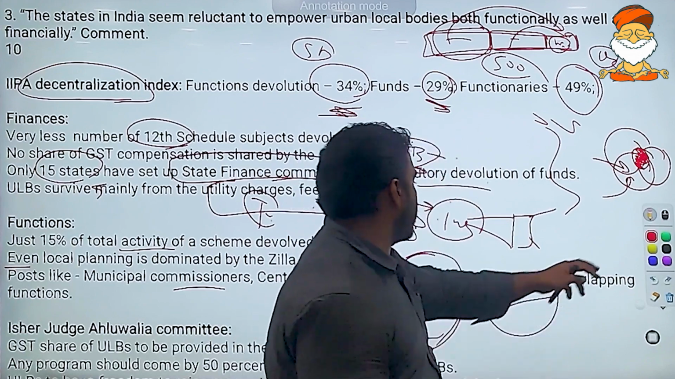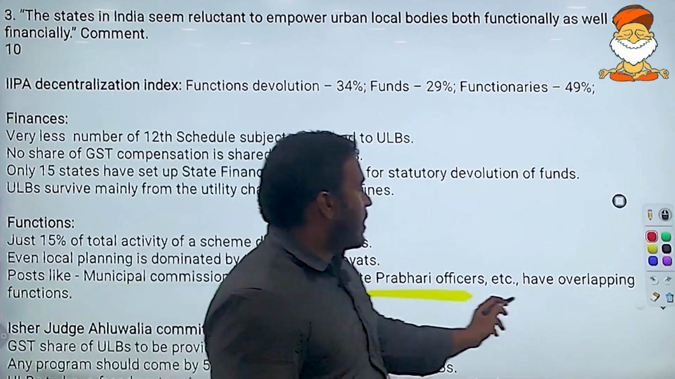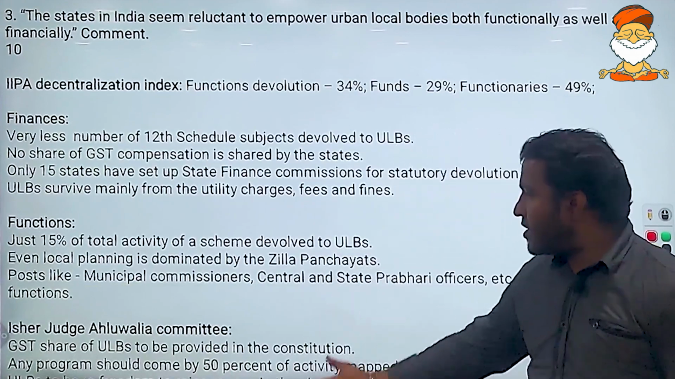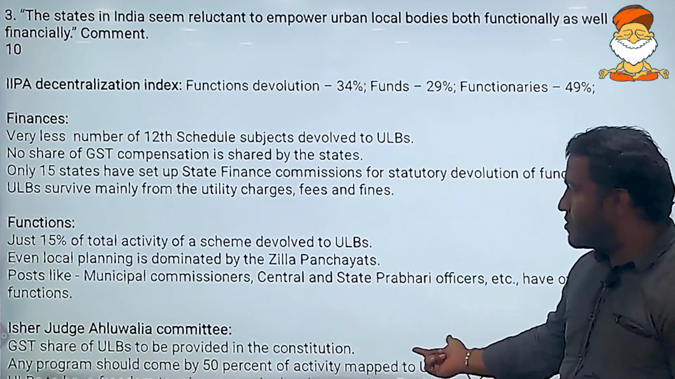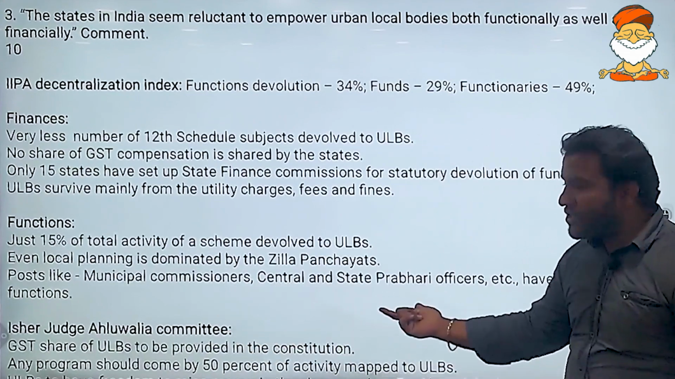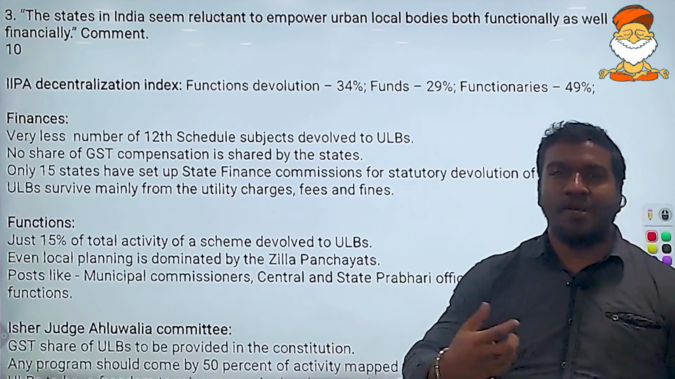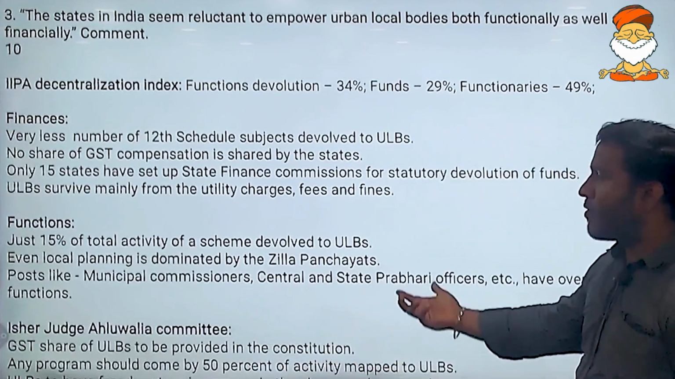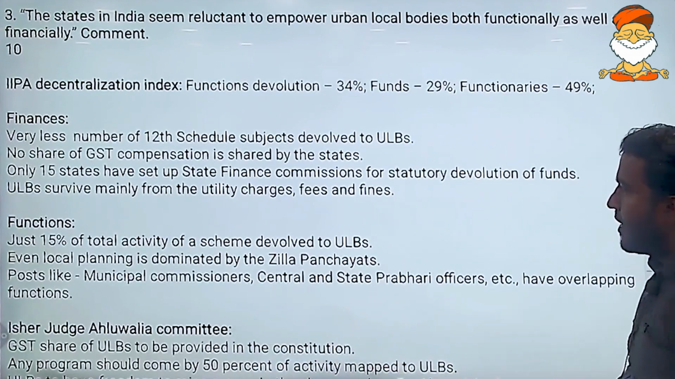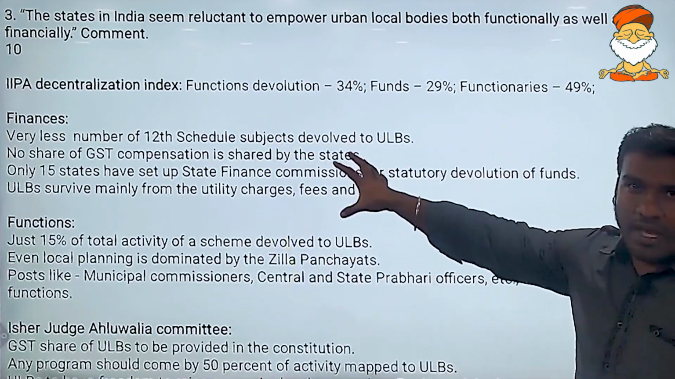So when all this happens, an elected body will not have anything. Only the officials are running the show. The municipal commissioner is a bureaucrat. The central Prabari officer is a bureaucrat. And where are the councillors now? Where is the mayor? Nowhere. Corporators, nowhere. So these are the things showing how we have the reluctance.